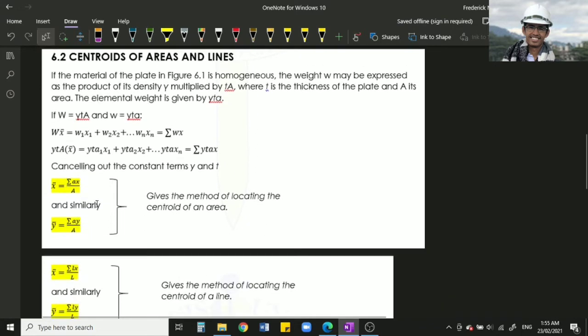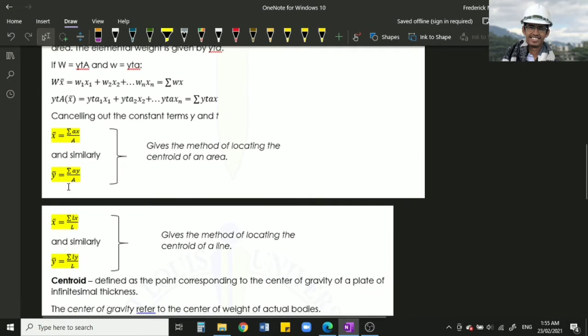Okay? So therefore, canceling out the constant terms y and t, ang matitira na lang sa ating equation, that will be bar x is equal to summation of AX, o area times X, over yung overall area ng ating material. Okay? So, ganun din sa ating pagkuha ng ating bar Y. This gives the method of locating the centroid of an area.